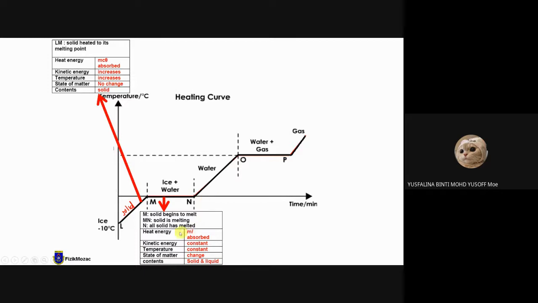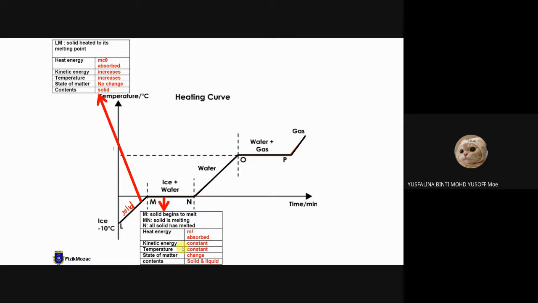Okay, so for this one, you want to calculate the heat energy, we use ml. Q is equal to ml. So ml is for the specific latent heat. And the kinetic energy is constant because of what? Because all the energy is used to break up the bond. And the temperature is also constant because all the energy is not used to raise the temperature, it is only used to break up the bond.